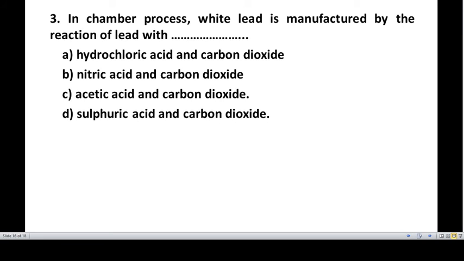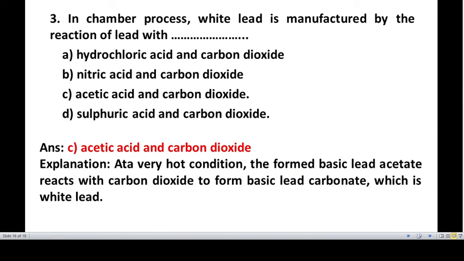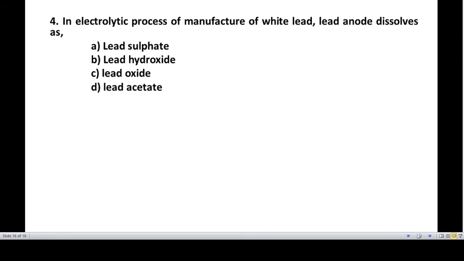And the third question is, in the chamber process, white lead is manufactured by reaction of lead with dash. Options are hydrochloric acid and carbon dioxide, nitric acid and carbon dioxide, acetic acid and carbon dioxide, sulfuric acid and carbon dioxide, and the answer is option C, that is acetic acid and carbon dioxide. At a very hot condition, the formed basic lead acetate reacts with carbon dioxide to form basic lead carbonate, which is called white lead.